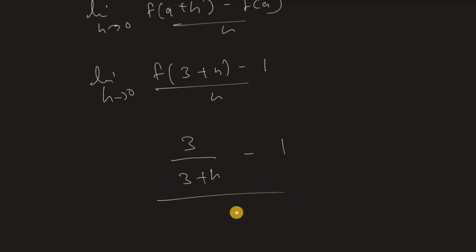Okay, and then we have an h, and we have limit as h approaches 0. Okay, so how are you going to even solve this? What you have to do is first get rid of this 3 plus h fraction that you see over here, and to get rid of this you're simply going to multiply this with the same thing.